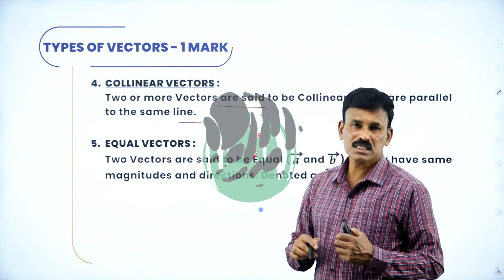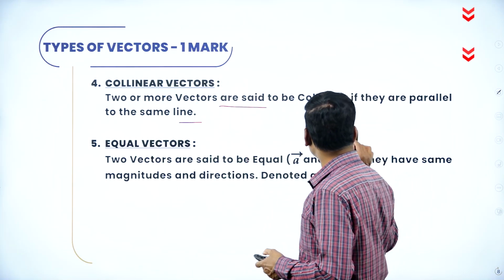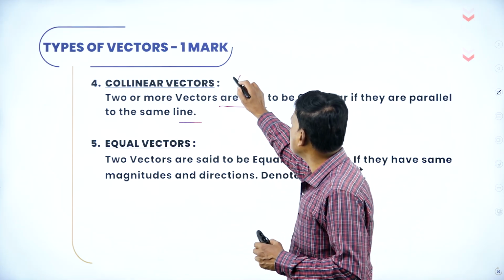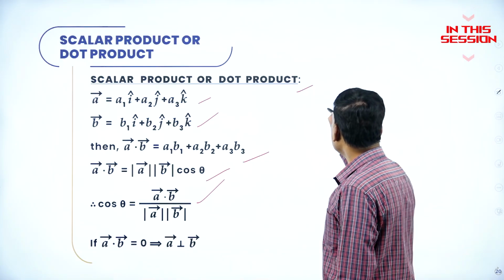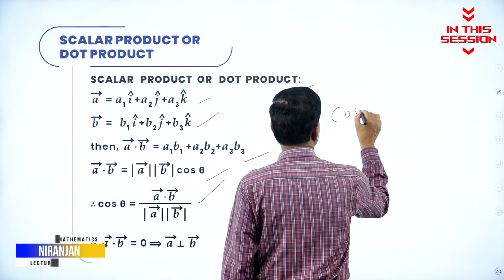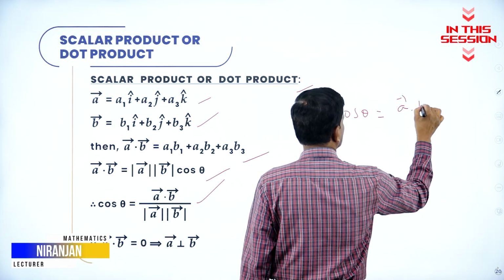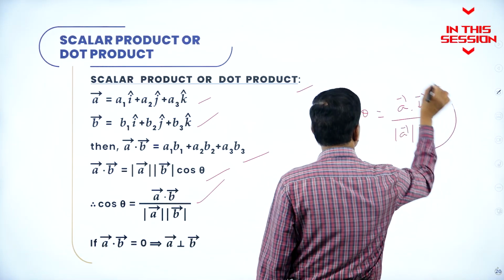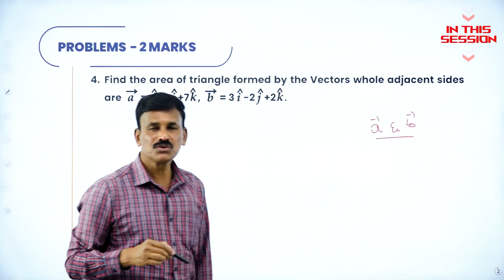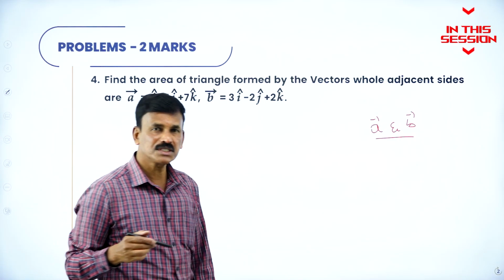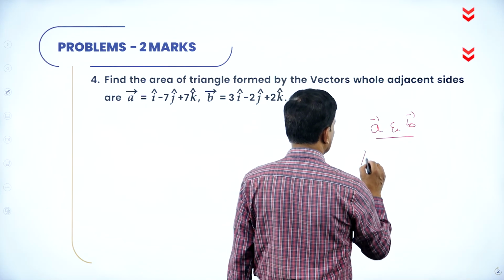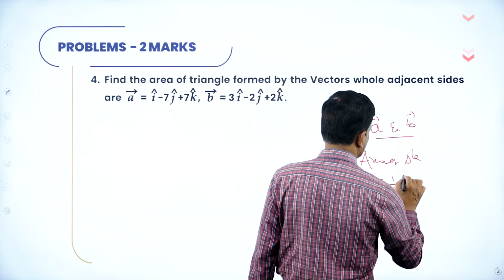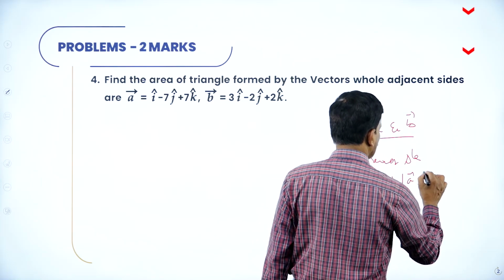If two or more vectors are parallel to the same line, then they are called collinear vectors. A very important definition, you may expect this for 1 mark. Cos theta, where theta is the angle of intersection between the vectors, is equal to vector A dot B divided by length of A into length of B. This is the formula. If these two vectors represent the adjacent sides of a triangle, then the area of the triangle is equal to half into length of A cross B.